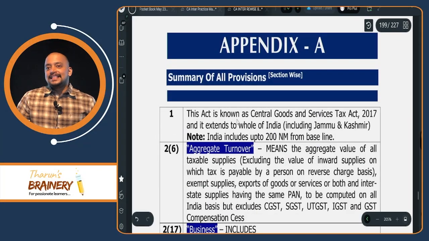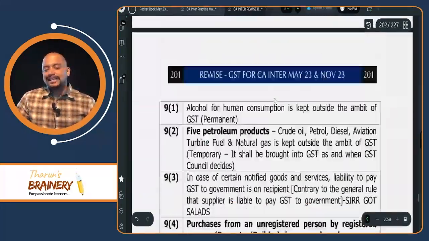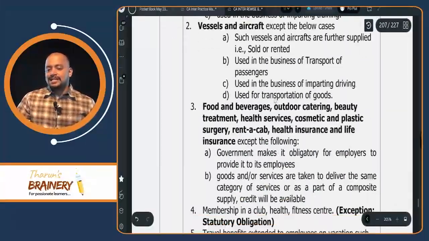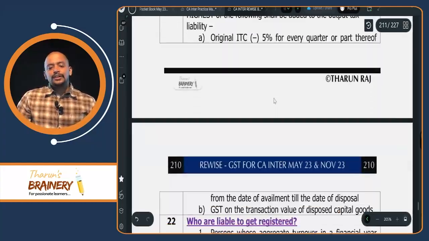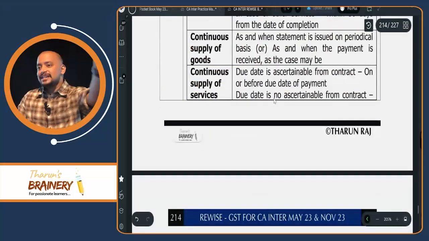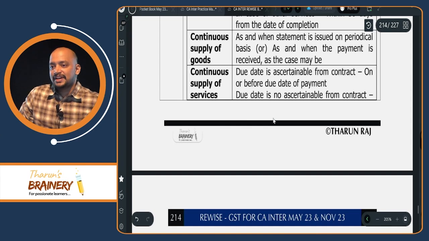So in this appendix A, I have given the summary of all provisions. That is all the sections that we have discussed. It is like a quick section-wise summary I gave. Okay. So therefore, if you want to quickly complete the revision and all, you can read these last few pages, so that contains the section-wise summary.